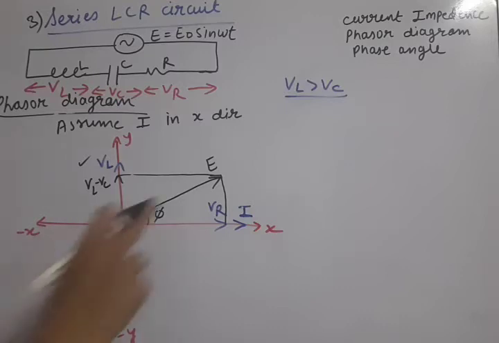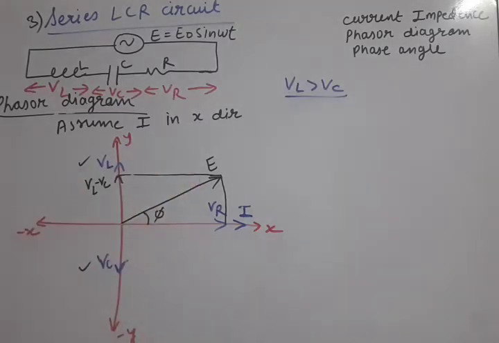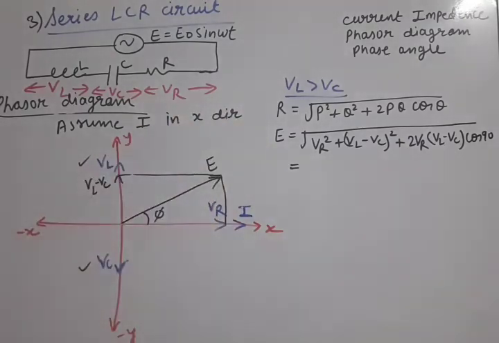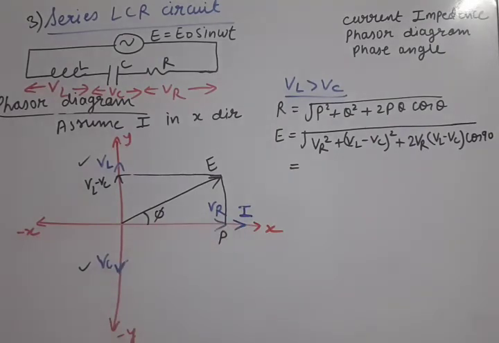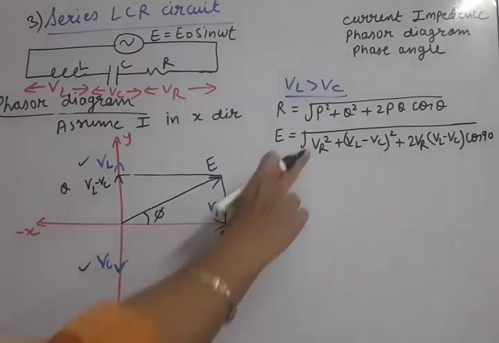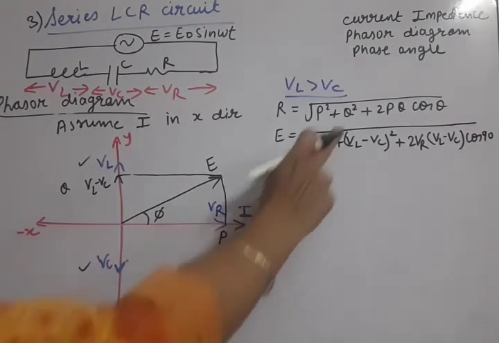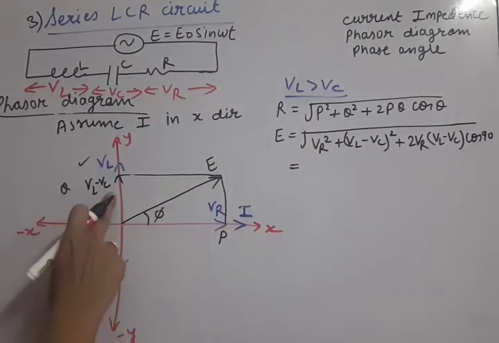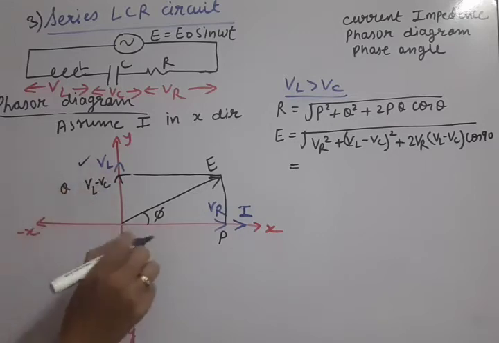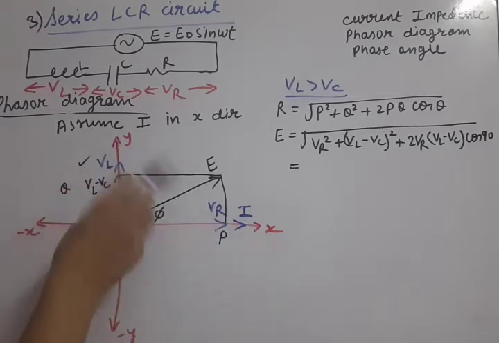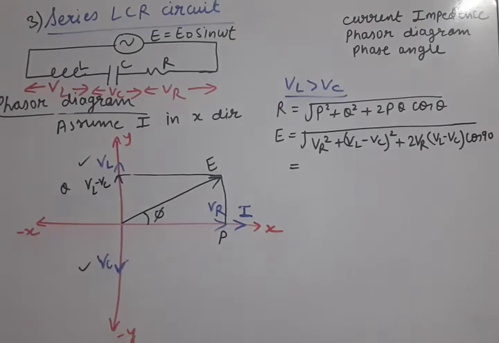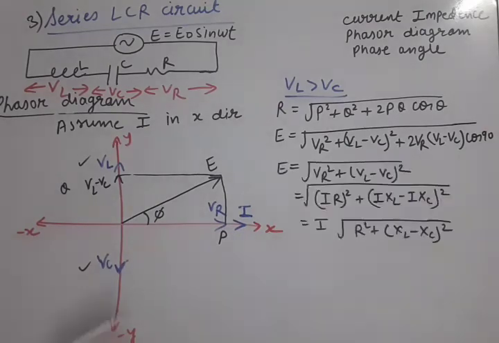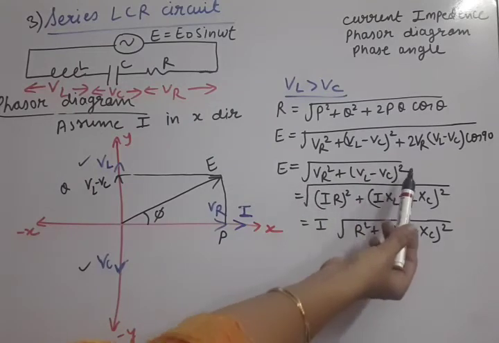Now let us first apply the resultant magnitude formula: root of p square plus q square plus 2pq cos theta. Let us call VR as p and VL minus VC as q. In place of p we put VR, in place of q we put VL minus VC, and the angle between p and q is 90. So 2pq cos 90, and cos 90 becomes 0. So VR square and VL minus VC square are left.